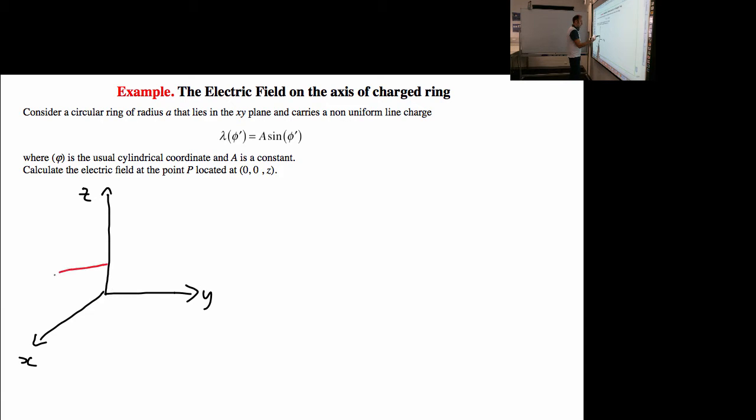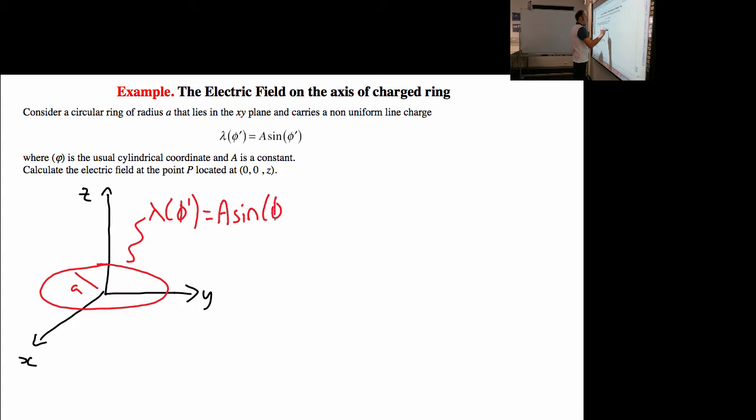Okay, so there's my axes. The circular ring of radius a lies in the xy plane. It's got this radius a, and it's got this non-uniform line charge, which is given by lambda of phi prime, which is equal to A sine phi prime. Okay, so we want to calculate the electric field at some point located on the z-axis.